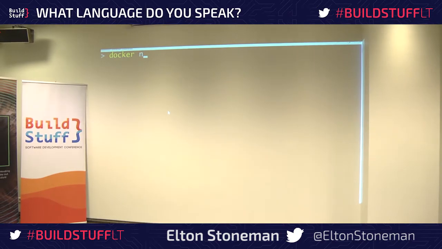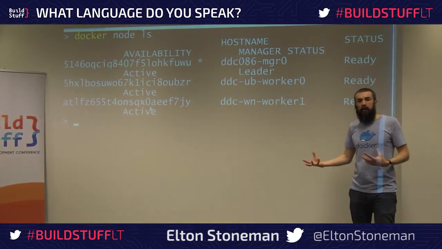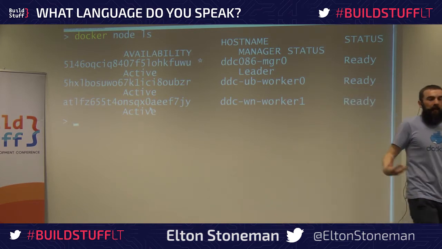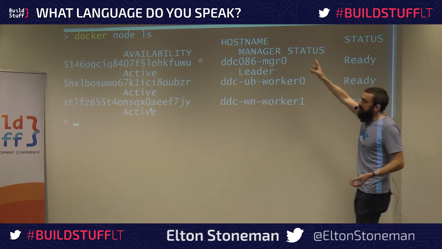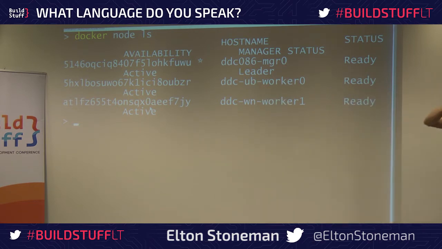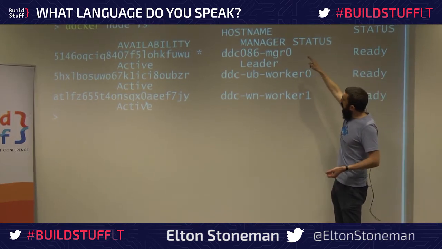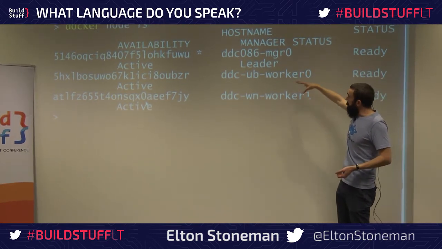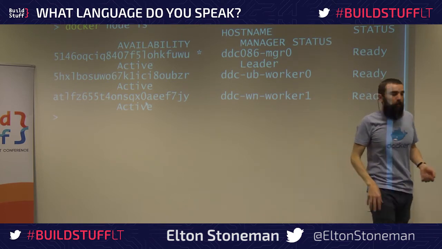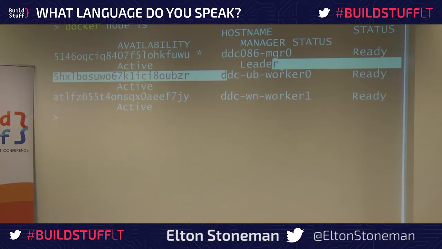If I do a docker node ls, a different set of commands are available when you're in swarm mode that relate to the cluster. And the first thing I'm doing here is saying, list me all the nodes that are in the cluster. A node is just a server running Docker that's joined the cluster. So I've got 3 here. I've got a manager, and I've got 2 workers. One happens to be a Linux worker, one happens to be a Windows worker.